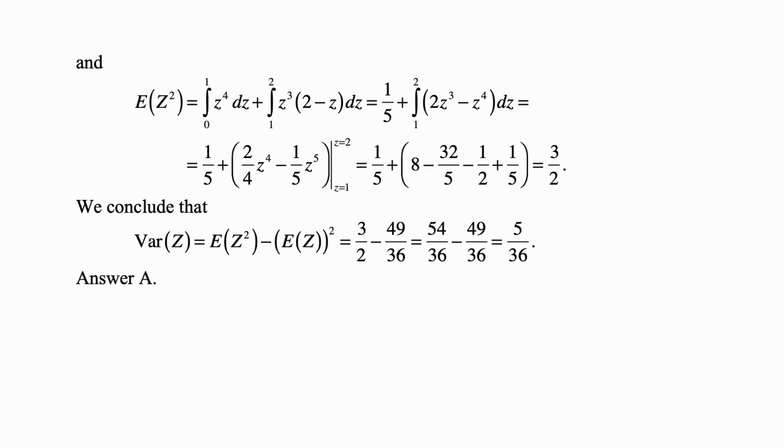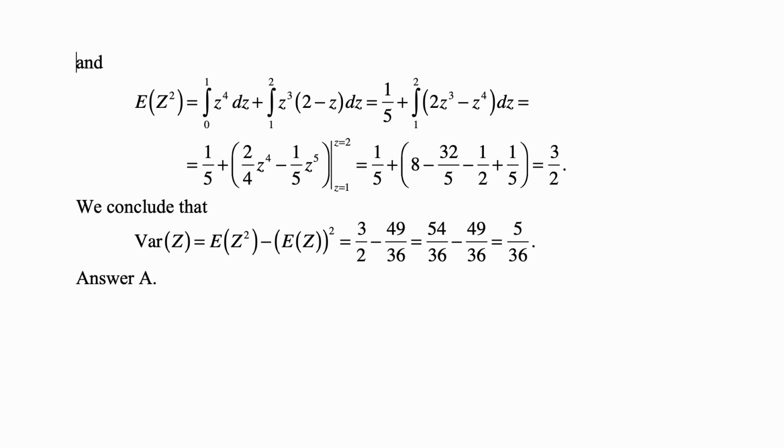And the expected value of z squared is calculated the same way, except the density is multiplied by z squared instead of z. So it's the integral from 0 to 1 of z to the 4th dz, plus the integral from 1 to 2 of z cubed times 2 minus z dz. So that's 1/5 plus the integral from 1 to 2 of 2z cubed minus z to the 4th dz. And that's 1/5 plus 2/4 z to the 4th minus 1/5 z to the 5th, evaluated from z equal 1 to z equal 2. And that's 1/5 plus 8 minus 32 over 5 minus 1/2 plus 1/5. And that ends up being 3/2.